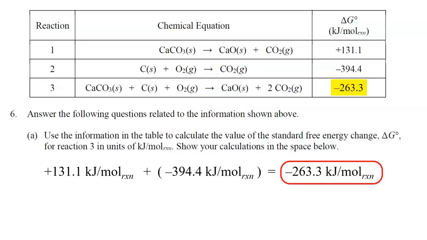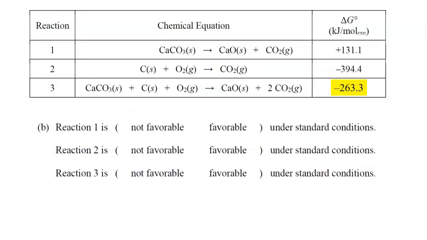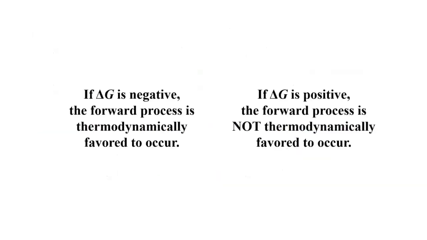And then in part B, all we're really doing is deciding if these reactions are not favorable or favorable based on the sign of delta G. So if the sign of delta G is negative, then the process is thermodynamically favorable, but if the sign of delta G is positive, then it's not thermodynamically favorable.